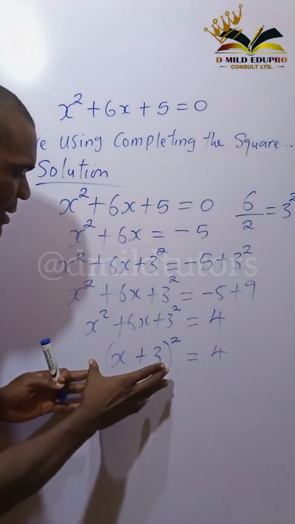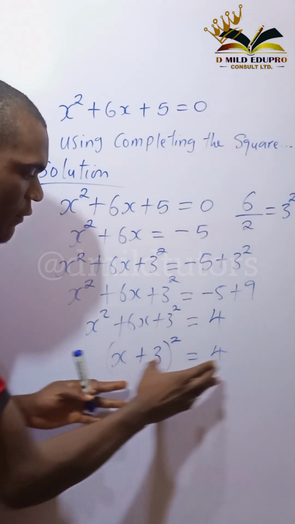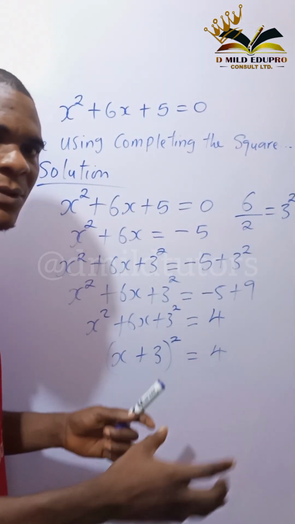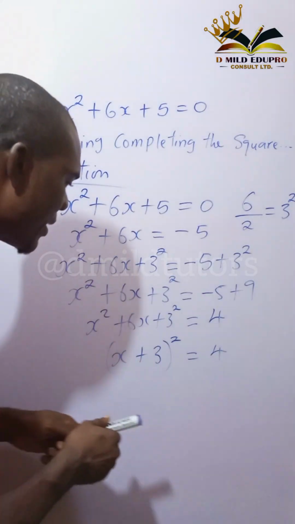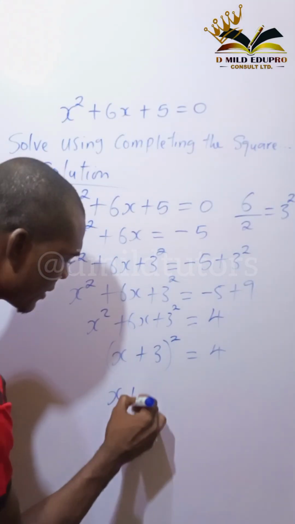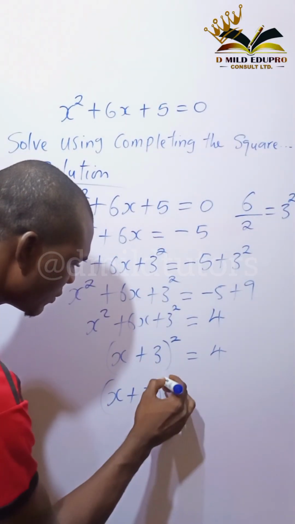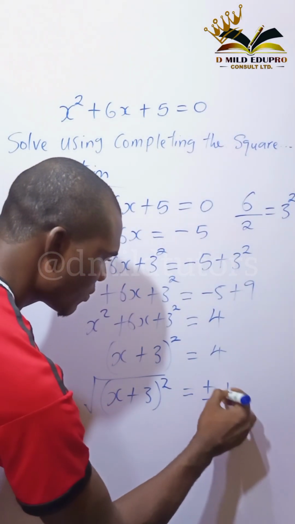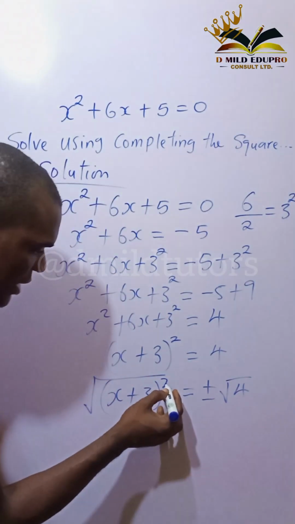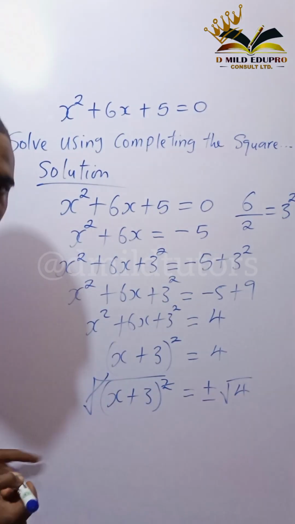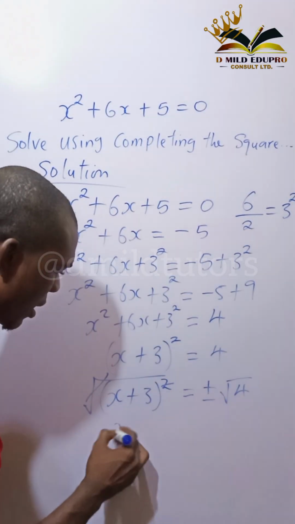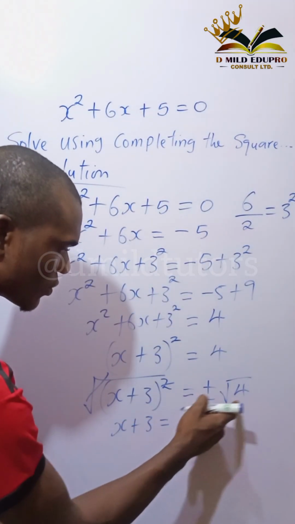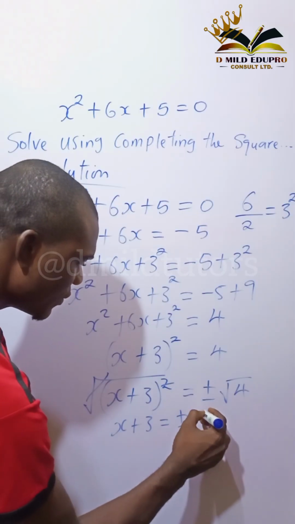And when you are taking the square root of both sides, the right hand side will now have that plus and minus. So you have x plus 3 all raised to the power of 2, the square root, equals plus or minus square root of 4. So that these two will cancel this radical, which is the square root. So you are left with x plus 3 equals the square root of 4, which gives you 2.